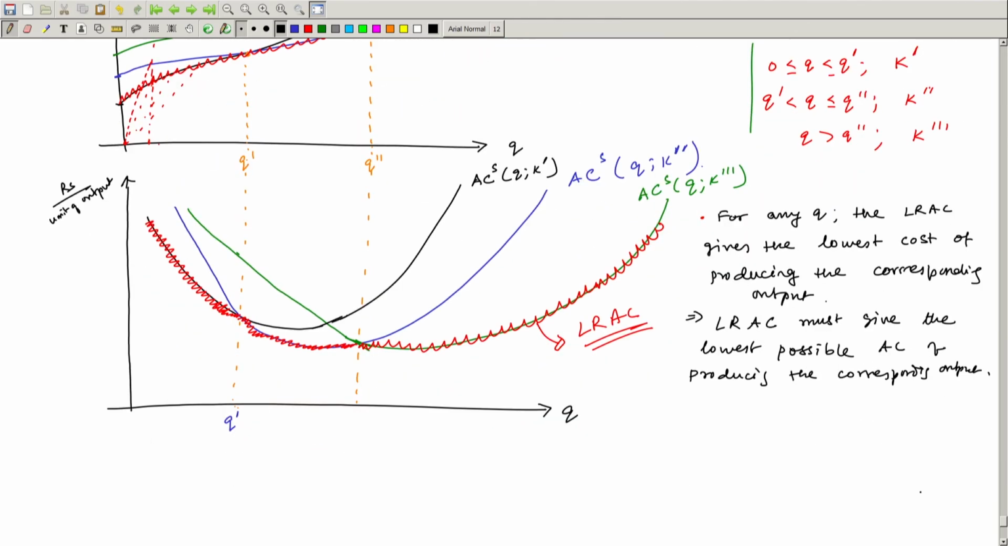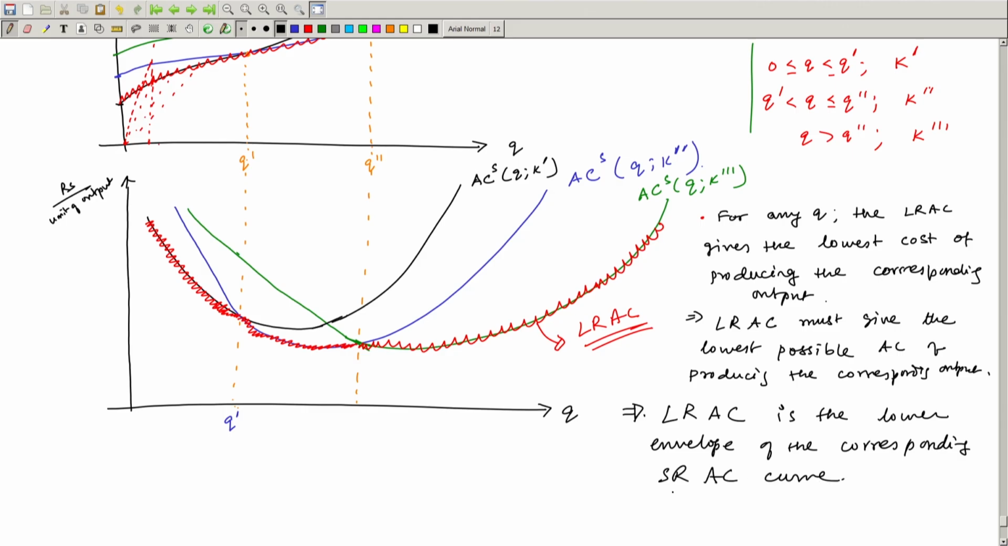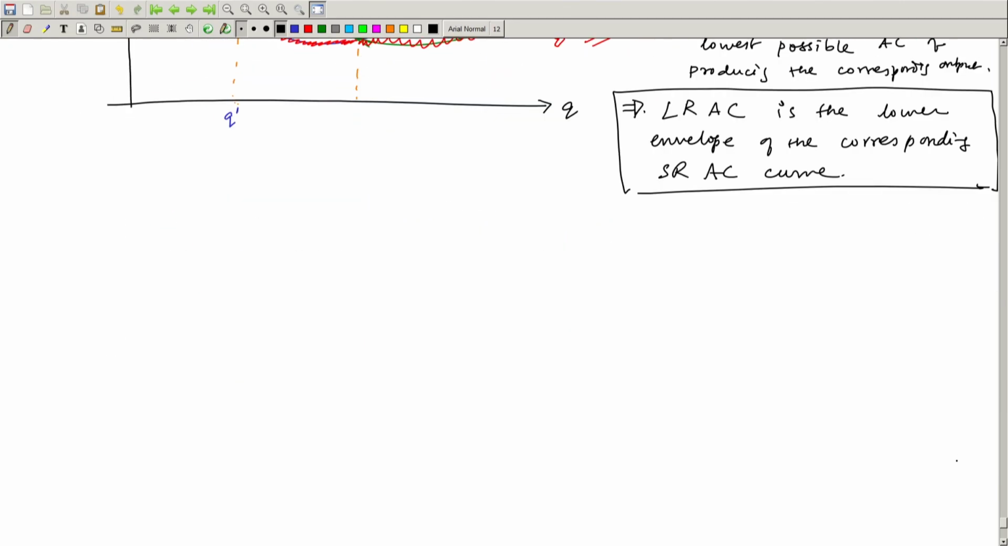So, in other words, the long run average cost curve will trace out the lowest portions of the corresponding short run average cost curves, and if we generalize this for any small levels of capital, we can say that the long run average cost is the lower envelope of the corresponding short run average cost curves. So, just as my long run cost curve is the lower envelope of the corresponding short run cost curves, the same thing holds for the long run average cost as well.